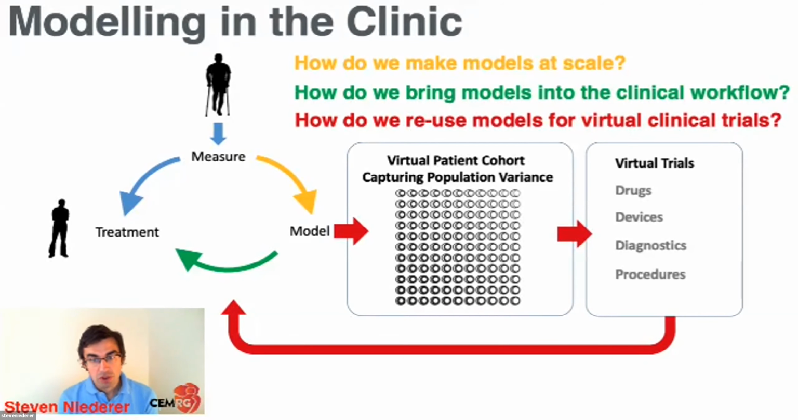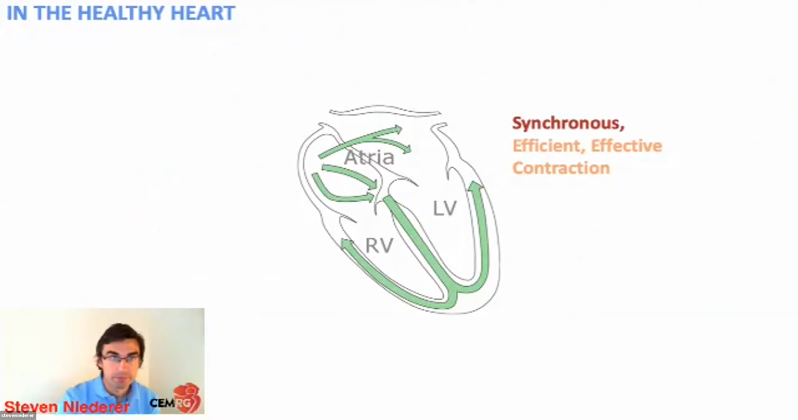And how can we then use these virtual cohorts that we have, which represent particular patients with disease categories, in virtual trials, so for drugs, devices, diagnostics, or procedures? These are the three ideas that we're thinking about when we're looking at how we can make the models from patient data and translate those into the clinic. So the disease, or the treatment, we're very interested in for this particular talk is cardiac resynchronization therapy.